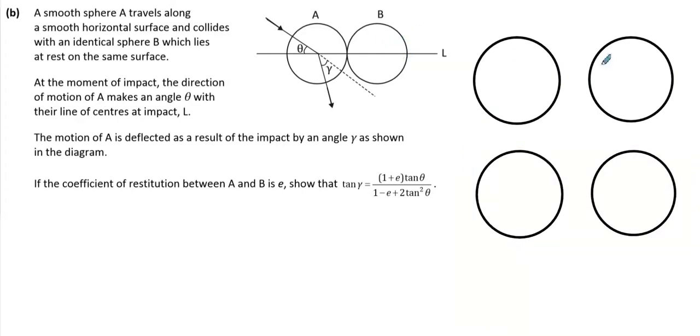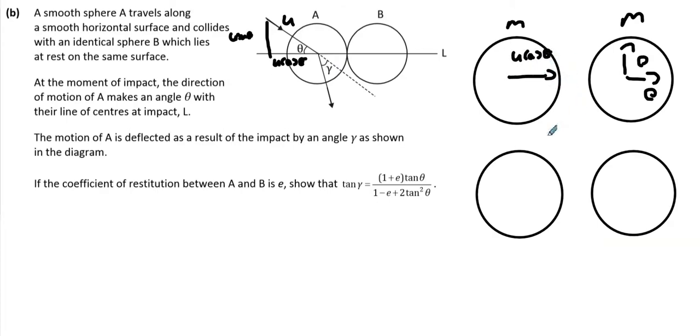So B is at rest. So B is going 0 and 0. Identical spheres, both of mass m, so that's nothing to worry about. Now, this one, we're going to have to use U. So we have a U sine theta and U cos theta. So it's going at U cos theta in this direction, and then it's going U sine theta down this way. So it means after impact, it's still going to be U sine theta.